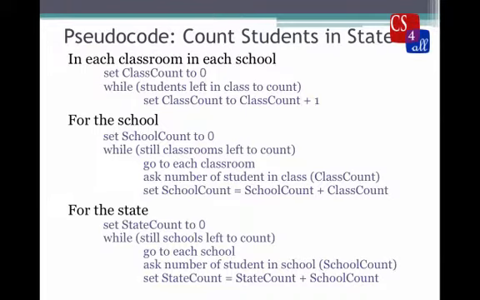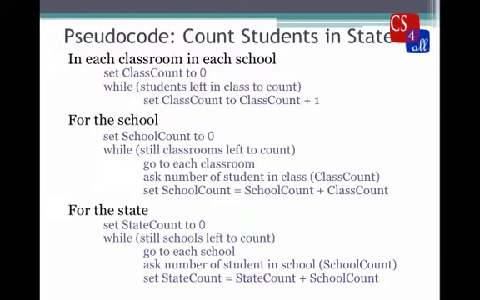After you counted all the students in each classroom, then for that school, you'd set the school count to 0. And while there's still classrooms left to count, you would go to each classroom, ask that classroom how many students are in it, asking for its class count, and then you would set the school count to be school count plus class count.